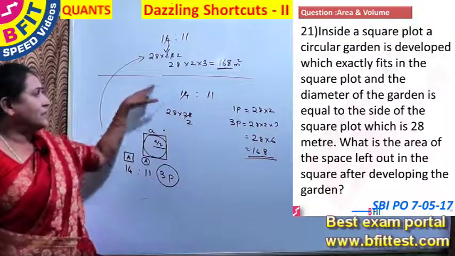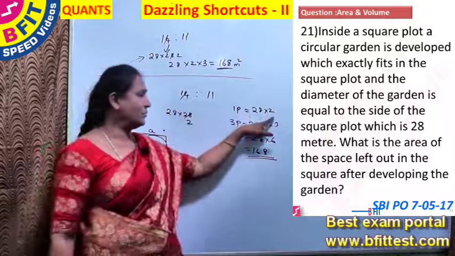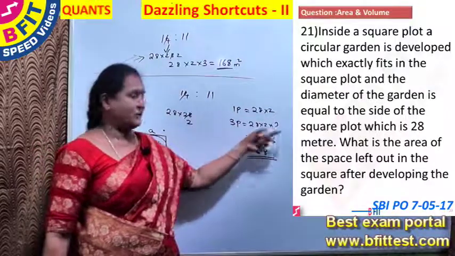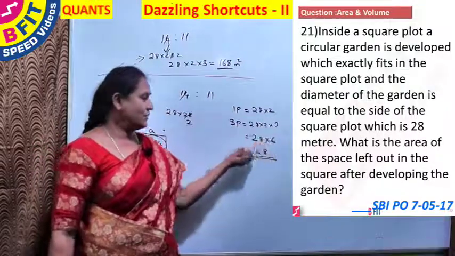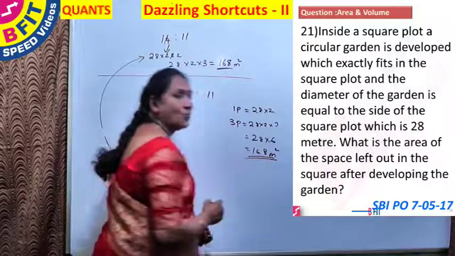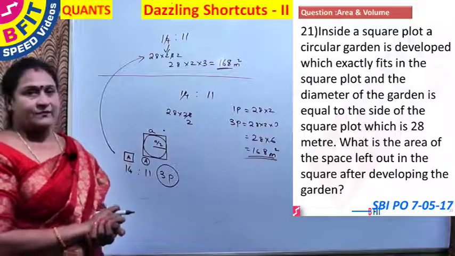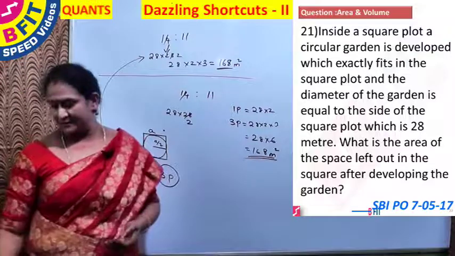So square area is 14 parts. So one part will be dividing by 14, 28 into 2, and 3 parts is into 3. So I have multiplied this 2 and 3. So 28 into 6, 168 meter square is the answer. So now with the next question.